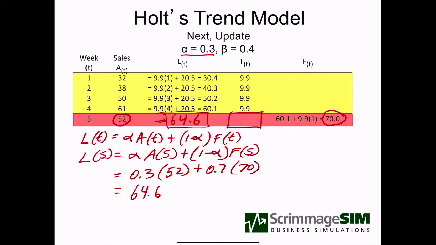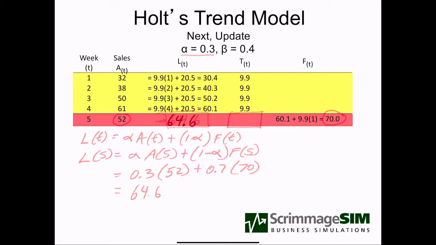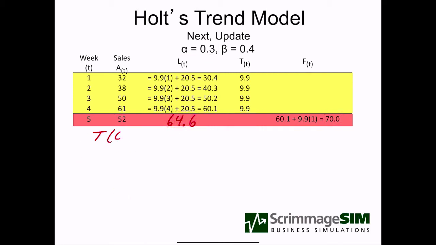Next, we have to update the trend. The formula we use is the trend in period t is equal to beta, another parameter that decides how quickly we adjust the trend, similar to how alpha decides how quickly we adjust the level. We use this beta times the level in period t minus the level in period t minus 1, and we're going to add to that 1 minus beta times the trend we had in period t minus 1.